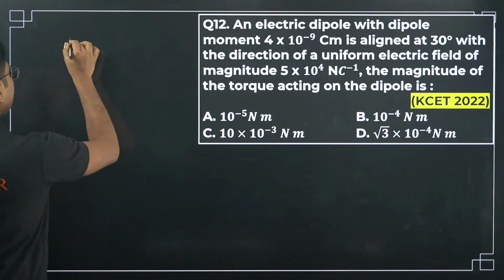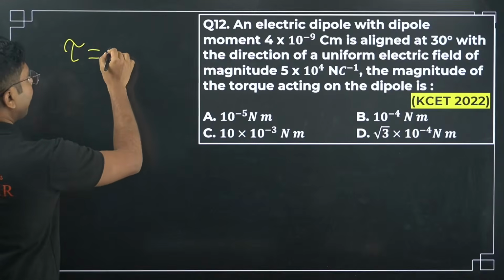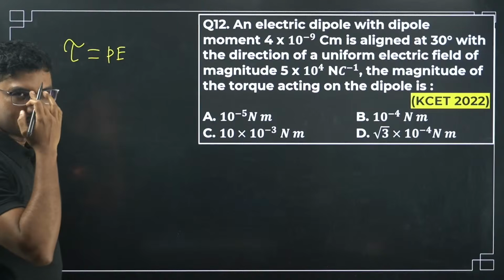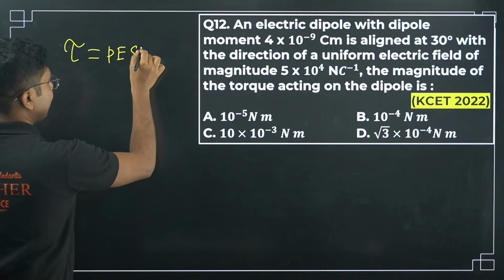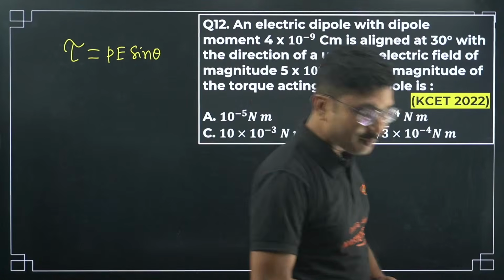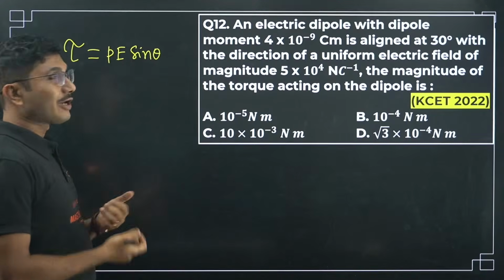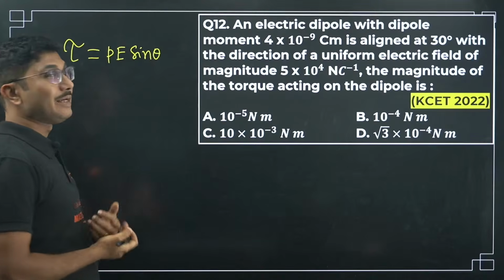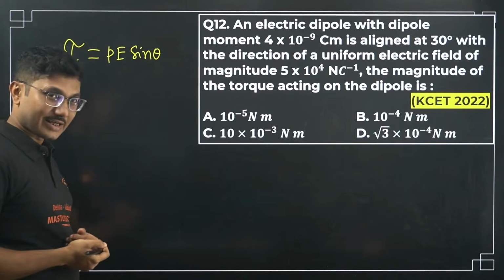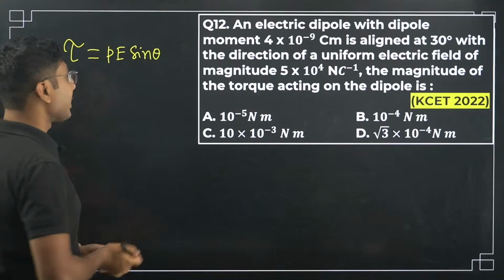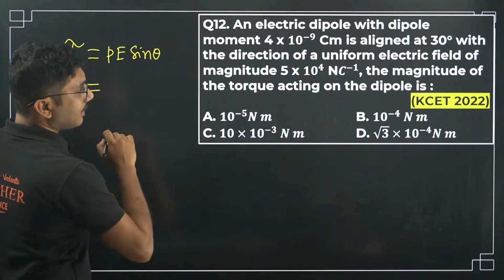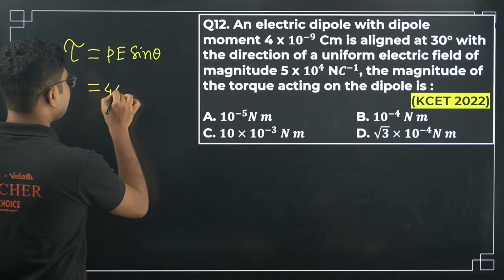Again, easy question. So torque is given by PE cos theta, right? No, not cos theta, sin theta, right? I'm just checking whether you are listening to me or not. So torque acting on a dipole is given by PE sin theta, not cos theta. Torque is a vector quantity, so P and E are vector quantities, so it will definitely be a cross product. Cross product means there will be sin theta. So now P is given as 4 into 10 to the power of minus 9.